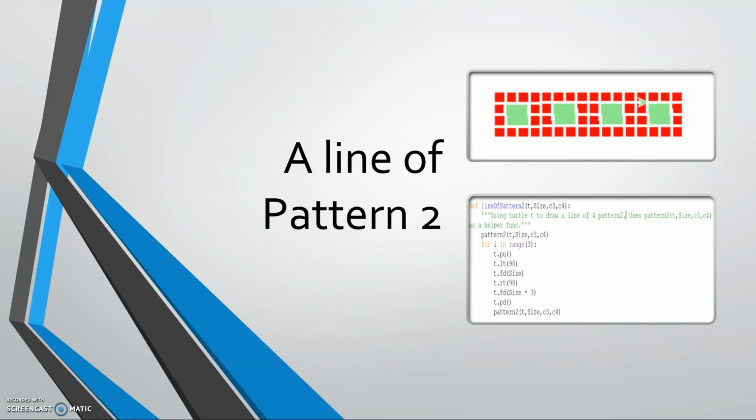And the next function I wrote is the line of pattern 2. So this one little pattern is pattern 2, and now I will write a line of pattern 2 function, which uses turtle T to draw a line of 4 pattern 2s. It uses pattern 2 as a helper function, so it did the same way, just draws the first pattern and moves the turtle from here to here, so it can draw the next 3 patterns.